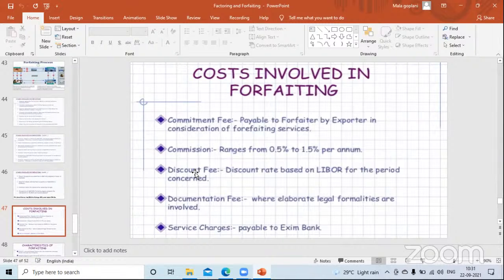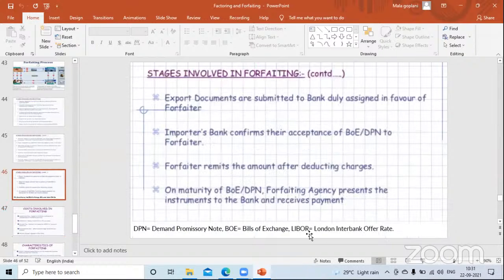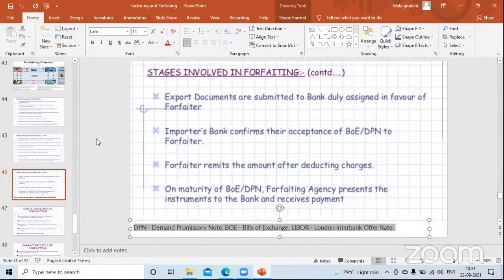Okay. Discount fees is also deducted naturally because you're just doing bills discounting, no? It is the same as bills discounting, right? You're going to sell all the bills. In bill discounting, only 1 or 2 bills were taken to the bank and sold to the bank. But here, all the bills are sold to the forfeiter, but which type of bills? Export bills. And the discount rate is decided based on LIBOR. If you want to know what LIBOR is, the full form is given here. London Interbank Offer Rate.